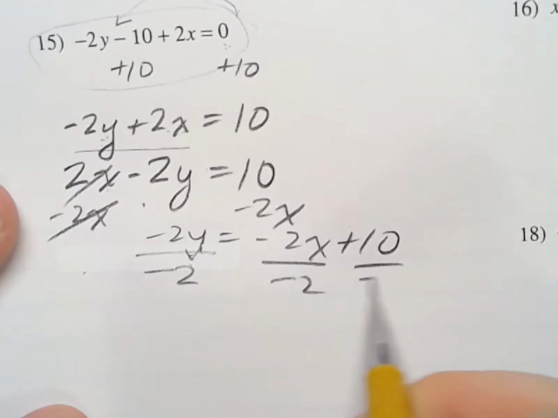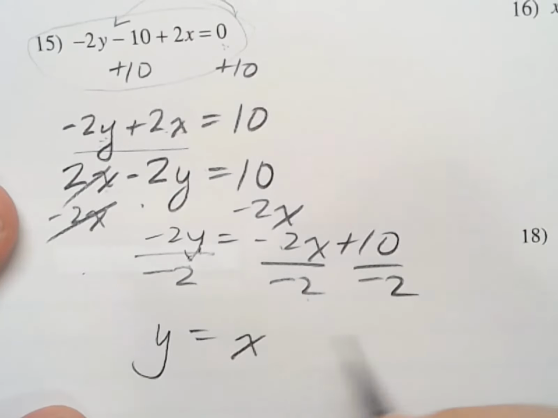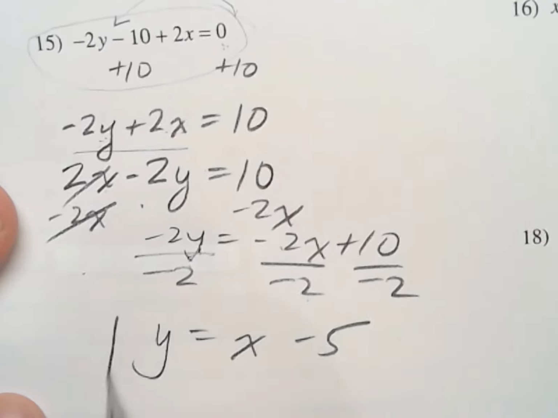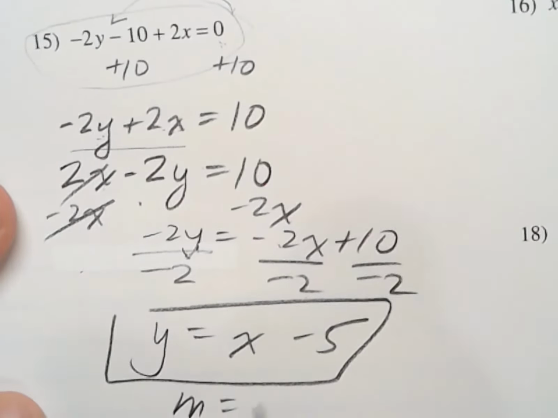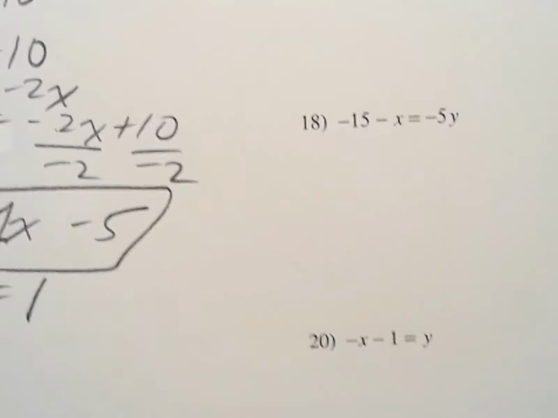Okay, so we're just dividing by negative 2, and we get a y. That gives me a positive 1x, and this gives me minus 5. So my m is 1 because it's right there. It's a 1. And we'll do one more.